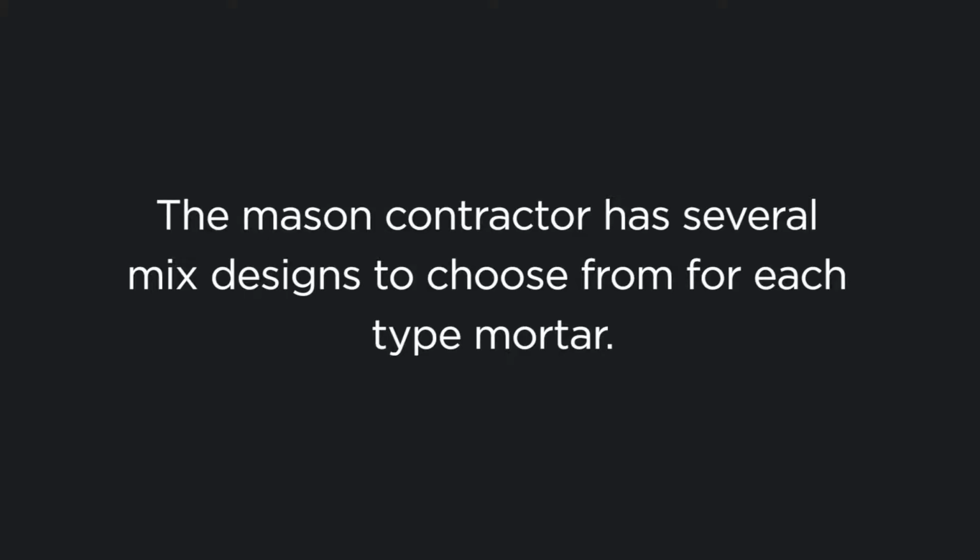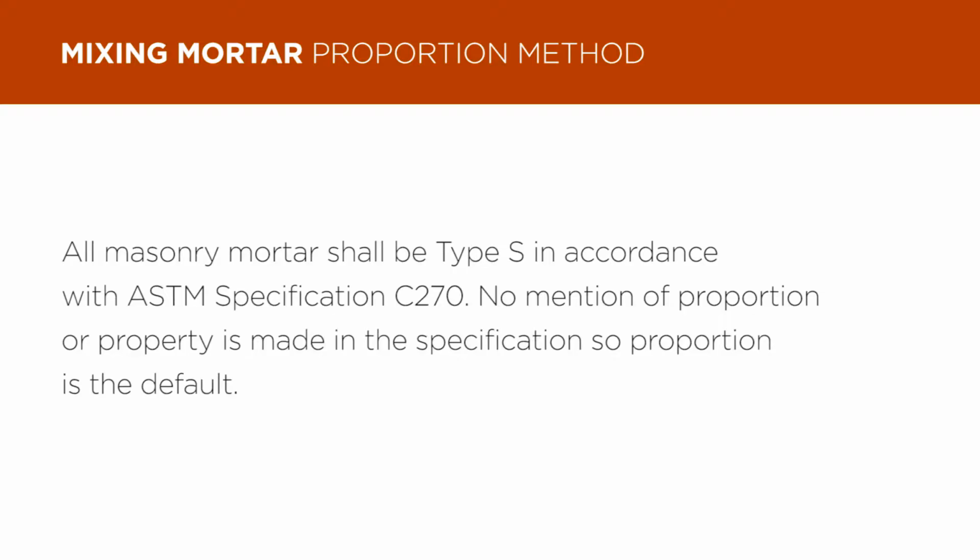The proportion method is the simplest. Unless the specifications state otherwise, the mason contractor has several mix designs to choose from for each type mortar. There is no testing required as long as certificates of compliance documents are provided, although field inspection may still be required. For example, assume the specifications simply state, all masonry mortars shall be type S in accordance with ASTM specification C270. No mention of proportion or property is made in the specification, so the proportion is the default.